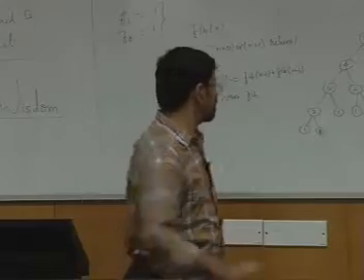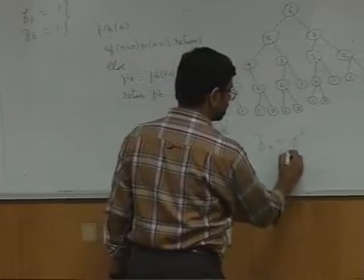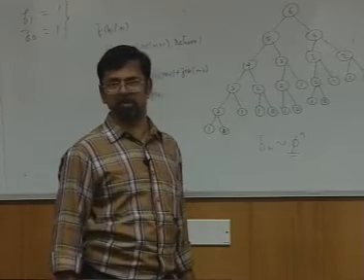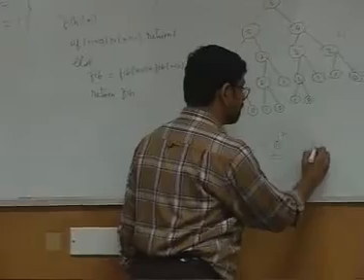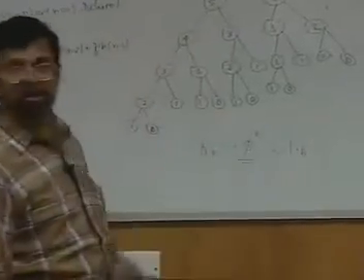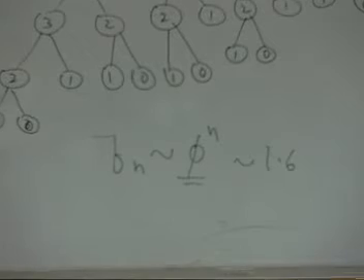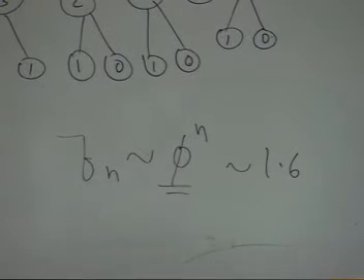You know Fibonacci number, Fn is approximately phi power n. You know what is phi? Root 5 plus 1 by 2, that is approximately 1.6. Why is this ratio called the golden ratio? Why is this called the golden number?